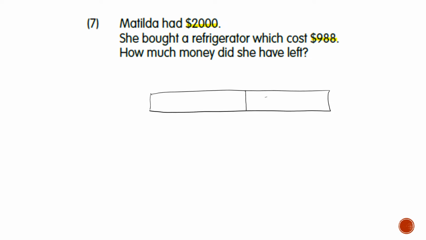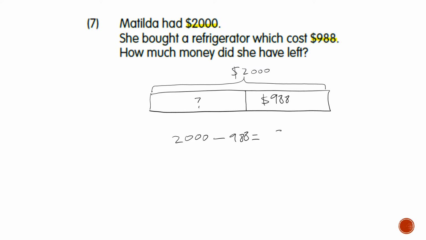Almost like half. This is the refrigerator. How much did she have left when she had $2,000? So this one you have to actually work out by doing a simple minus. You can actually do mental sum for some of you, and you will get $1,012. So this is how much she has left.